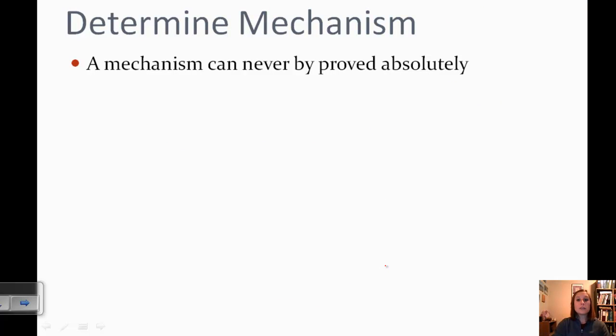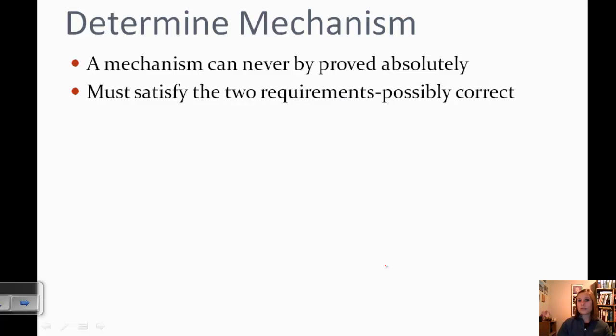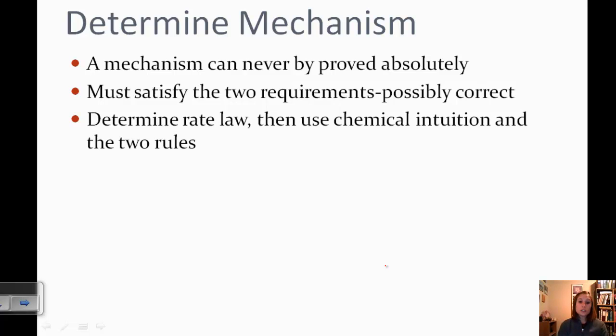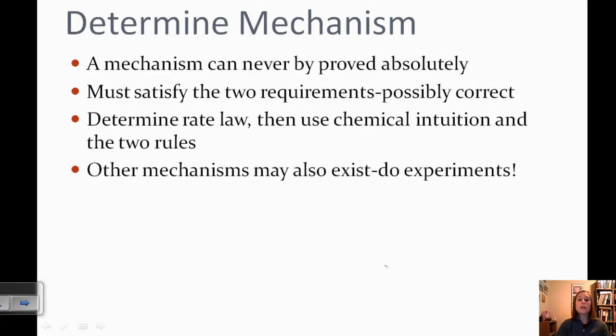Well, a mechanism can never be proven absolutely. Okay, we say that it's close. So if it satisfies both requirements, we say that it's possibly correct, but there are always other options. We can't ever say it's absolute. All we can do is first determine the rate law, then use chemical intuition and make sure that those two rules are satisfied. But other mechanisms may exist, and so you have to experiment.